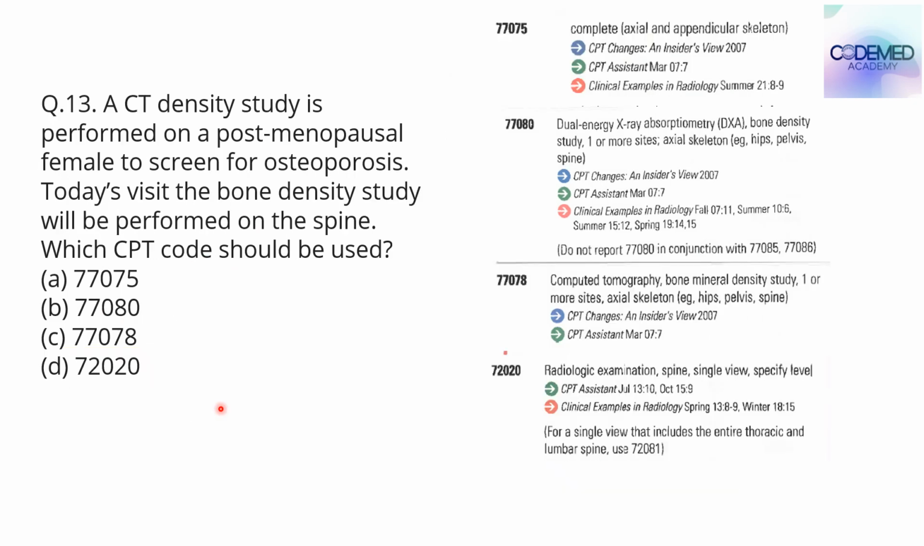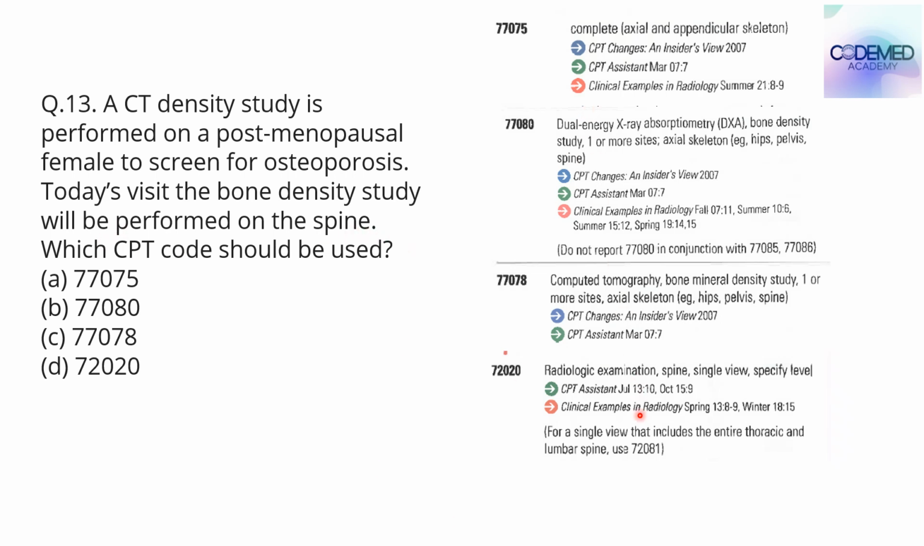So let us look at the question. A CT density study is performed on a postmenopausal female to screen for osteoporosis. Today's visit is the bone density study, and it will be performed on the spine. Which CPT code should be used? And so we have the various codes, and in this case the modality is CT, which they have used for osteoporosis, and today they are doing it for the spine. So we have to code today's visit.